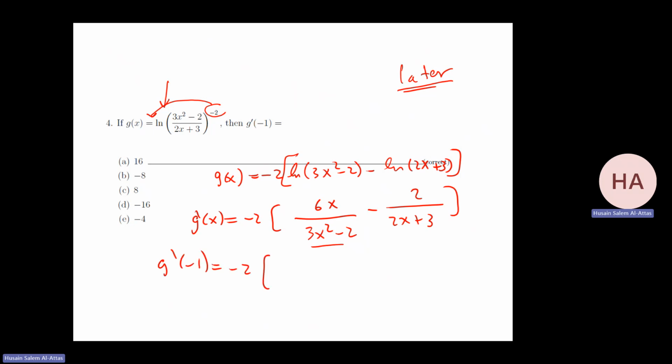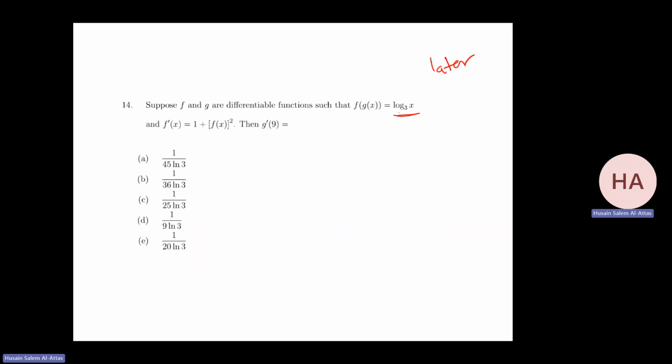So this is minus 2. Here I have what? Minus 6 over 1. Minus 1 squared is 1, times 3 minus 2, this is 1. Minus 2 over 2 times minus 1. 2 times minus 1 is minus 2 plus 3. That will be 1 also. So you have minus 2 times minus 8, which is 16. That will be my answer.